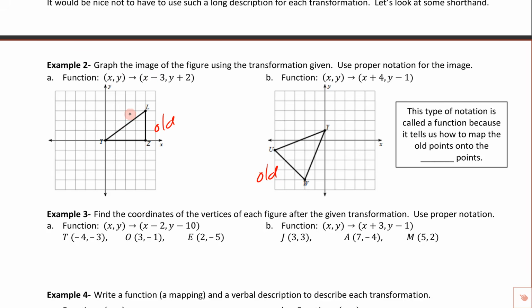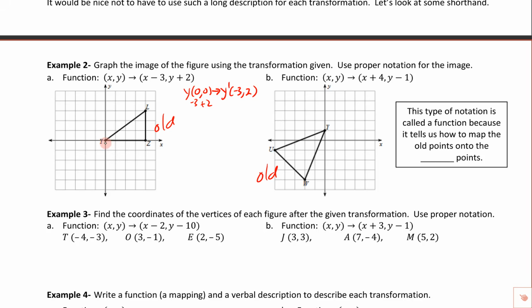So if we were to go through and write down what these points were, this point right here would be 0, 0. So I'm going to put Y right here. Y is 0, 0. So what's going to happen is we're going to make a new Y, and that new Y would be, we're going to subtract 3 from it. So we're going to take 0 and we're going to subtract 3. So that would be negative 3. And we're going to take 0 and we're going to add 2 to it. So that's going to be negative 3 comma 2. So the old Y was at 0, 0. The new Y is at negative 3 comma 2.